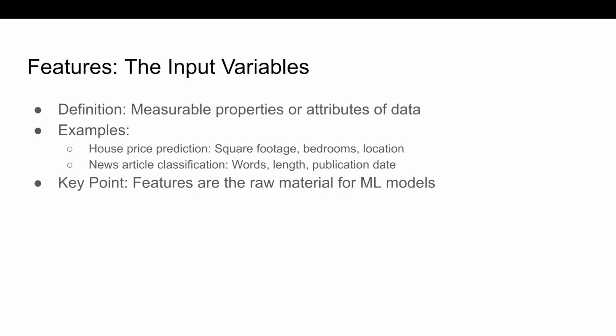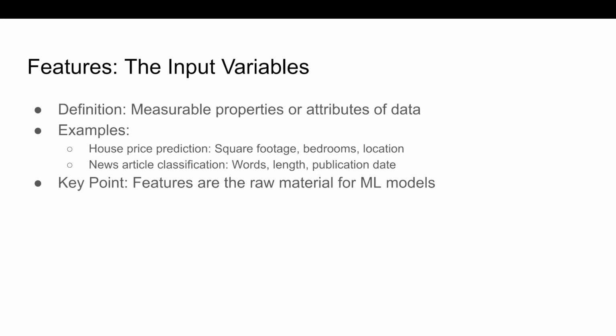First, let's talk about features. In machine learning, features are the measurable properties or attributes of the data you're working with. You can think of them as the variables that serve as input to your ML system. Imagine you're building a model to predict house prices. Your features might include quantitative attributes like the total square footage of the house, the number of bedrooms and bathrooms, the lot size of the property, the age of the house in years.